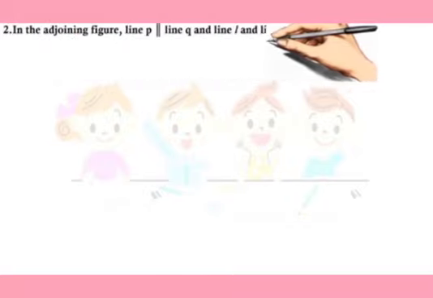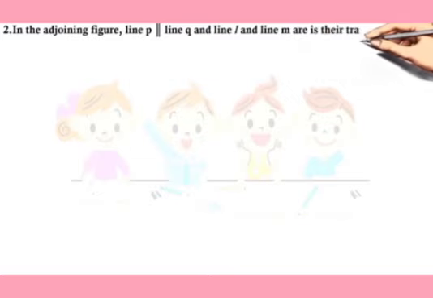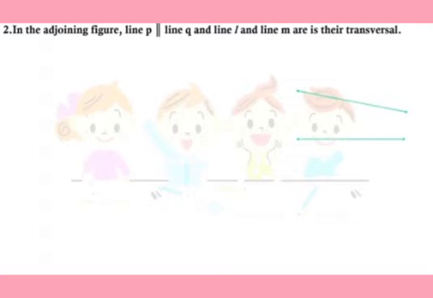Question number 2 says that in the adjoining figure, line P parallel to line Q and line L and line M is their transversal. Now students, here on right hand side you can see this green color lines, line L and line M. These lines are transversal line L and line M. And now here line P and line Q, they both are parallel line.